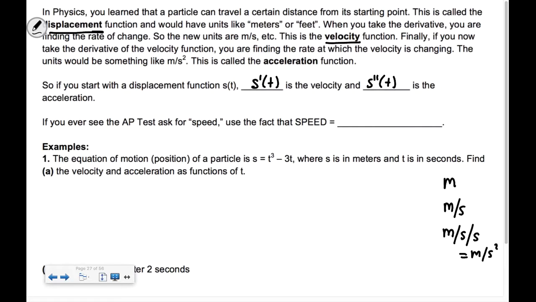So if you ever see the AP test ask for speed, this is another thing that might come up. Do you guys know the difference between speed and velocity? Velocity has direction. So if I'm standing in a straight line and I say, okay, I'm going -5 miles per hour, that's telling me that I'm going backwards. But if I just have the speed, then I would be going 5 miles per hour. Velocity can be positive or negative. Speed is always the absolute value of the velocity.